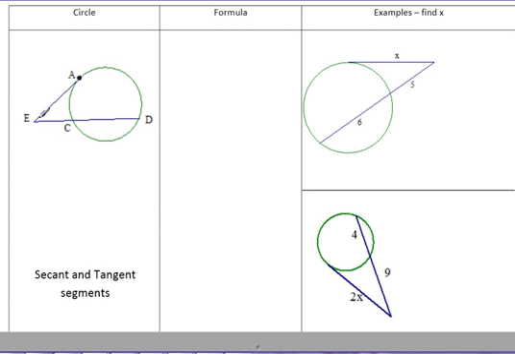The formula for this is you're going to take the outside segment times itself. So I say outside times outside. And that's going to equal, just like the last problem, outside times the whole length of segment ED.